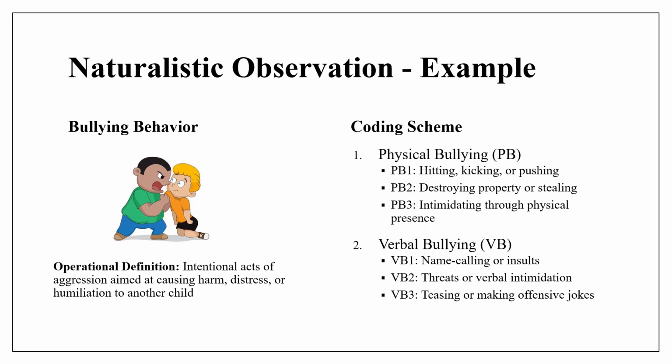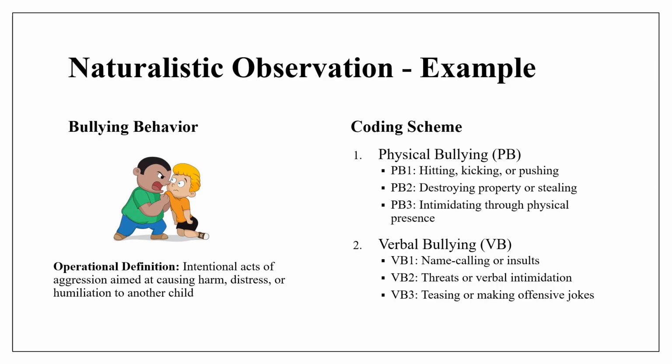For you to see as an example, we have two main categories, physical bullying and verbal bullying. And then within those categories, we have subcategories: physical bullying 1, physical bullying 2, physical bullying 3. Physical bullying 1 includes specifically hitting, kicking, or pushing. Physical bullying 2 involves destroying property or stealing, and physical bullying 3 involves intimidating through physical presence.